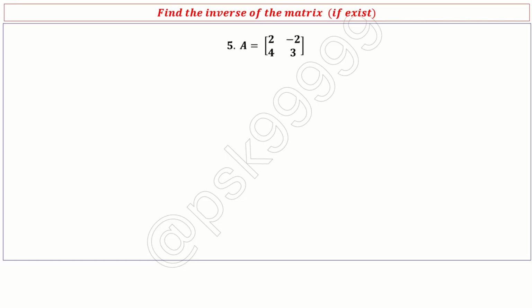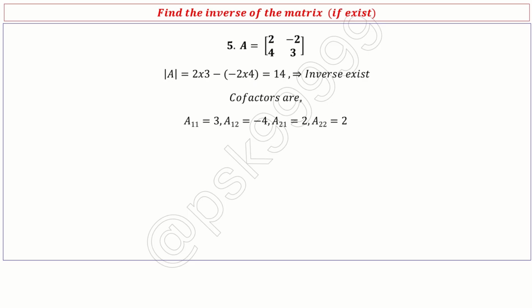Next, find the inverse of the matrix if it exists. We'll do a few of them, then the others you can continue doing. First, this is a 2 by 2 matrix. You can do it straightforwardly, but we'll follow the method: find the adjoint of A, then the determinant of A, and then divide. Determinant of A is 2 into 3 minus 2 into 4, which is 14. So the inverse exists. You can find the inverse only if it exists, right? So the determinant is the first thing to verify.